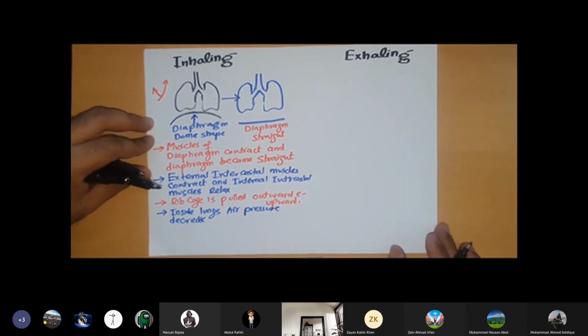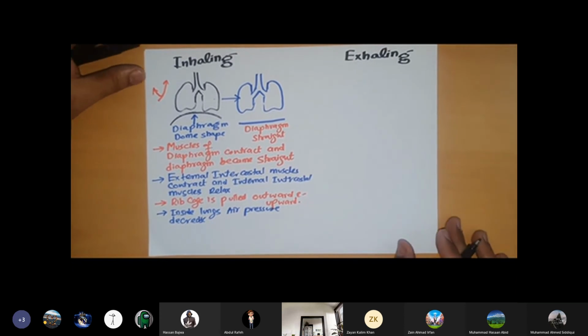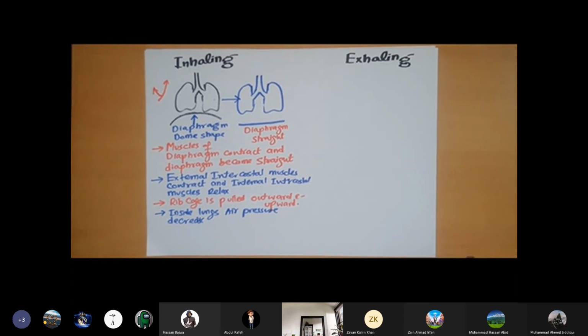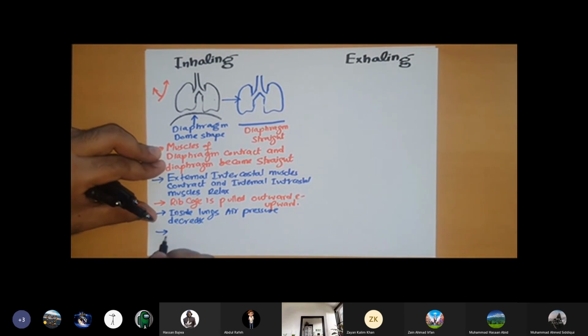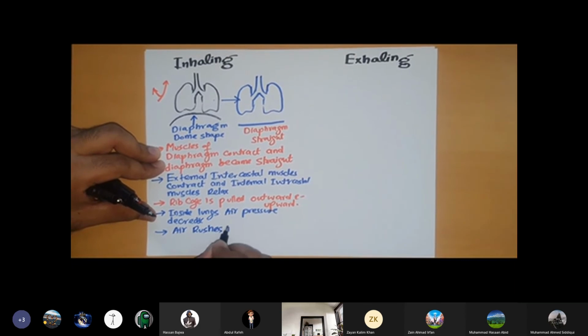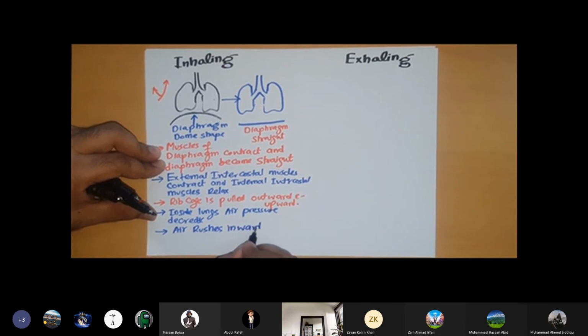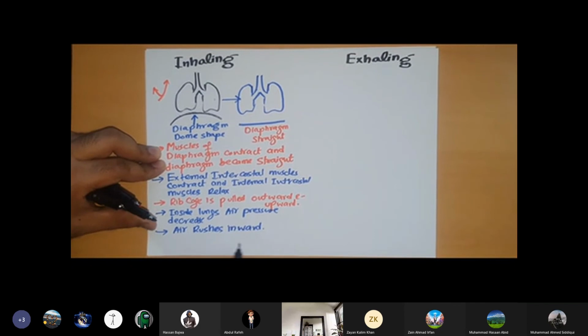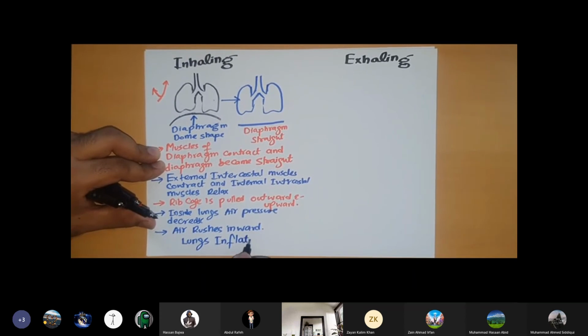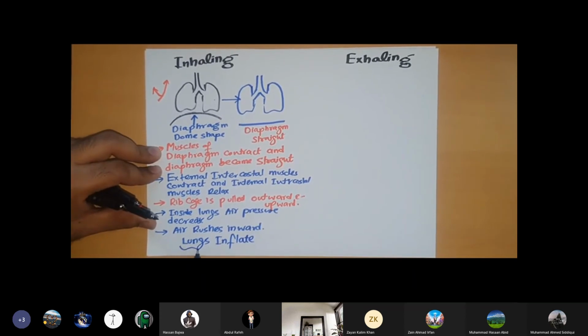Now you have learned in physics, air always moves from higher pressure to lower pressure. So as inside the lungs the air pressure is less, but around us the air pressure is higher, what will happen? The air rushes inward. And when the air rushes inward, at that time our lungs inflate like a balloon. This is very, very important.